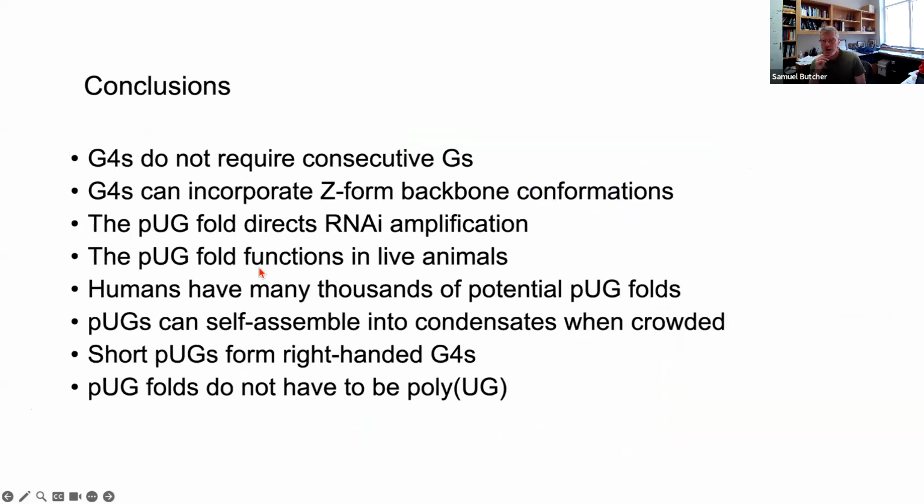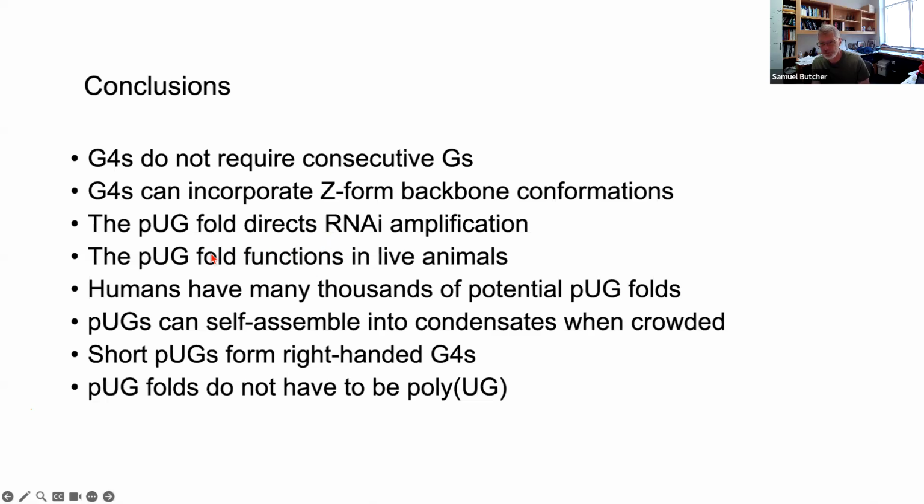So that's the end. Conclusions from this is that quadruplexes do not require consecutive Gs. We learned that. We also learned that they can incorporate Z-form backbone conformations. We learned that the pug fold, this unusual quadruplex, directs RNA amplification in C. elegans.